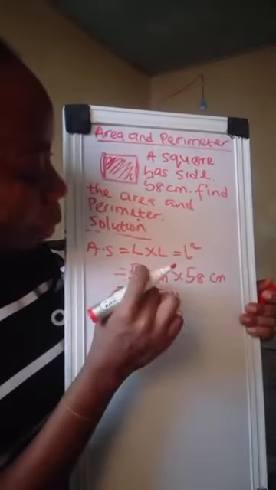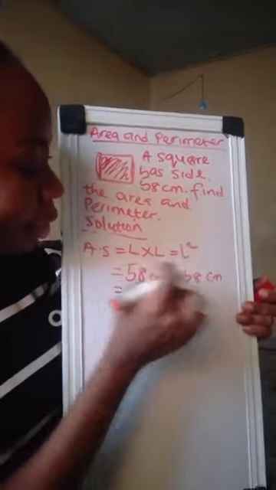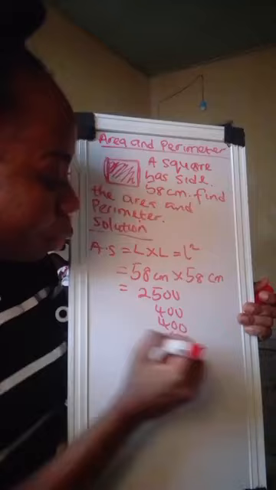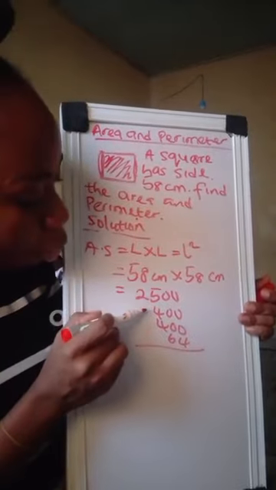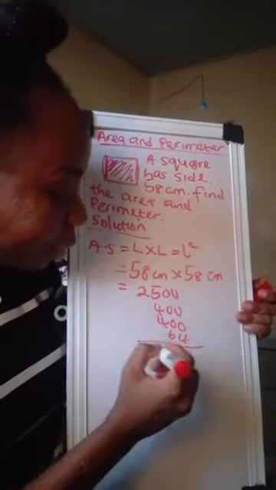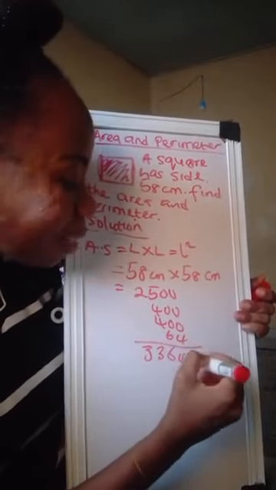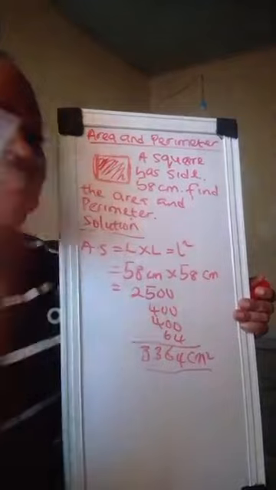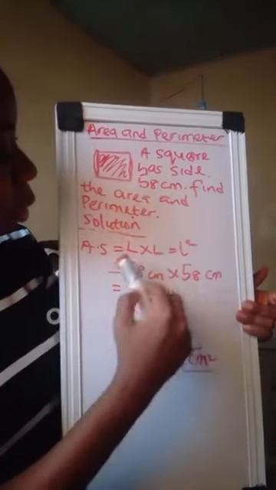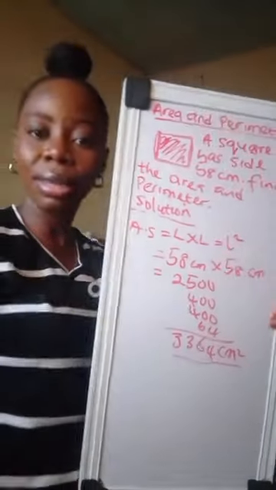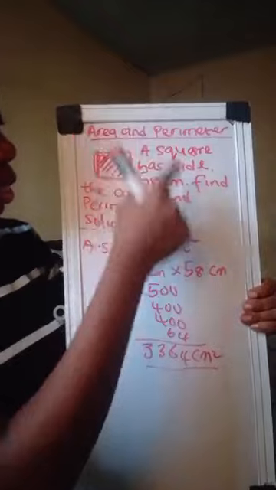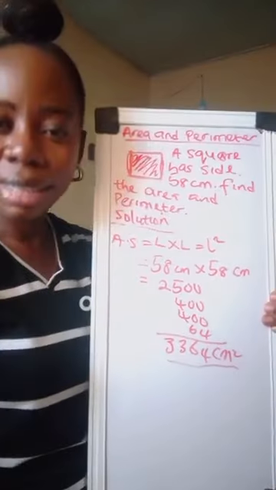Now what is left is 8 times 58. 8 times 50 is 400, and 8 times 8 is 64. Add them all up. 2,500 plus 400 is 2,900, plus 400 is 3,300, plus 64 is 3,364 centimeters squared. Your area must be in squared, because you're also multiplying the centimeter. Centimeter times centimeter is centimeter squared. Just take it like that. So this is the area of this square with side 58 centimeters.